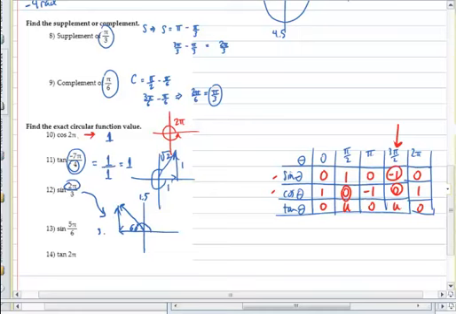So the sides here would be 1. Oh, it's a 60-degree reference, so the opposite side would be root 3. This would be -1 and this would be 2. But the sine ratio of 2 pi over 3 would equal root 3 over 2.